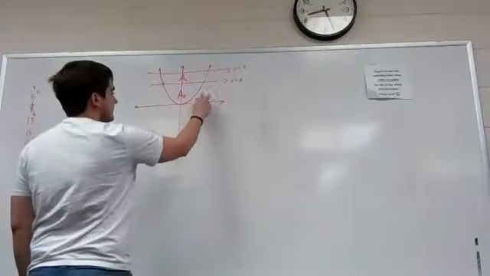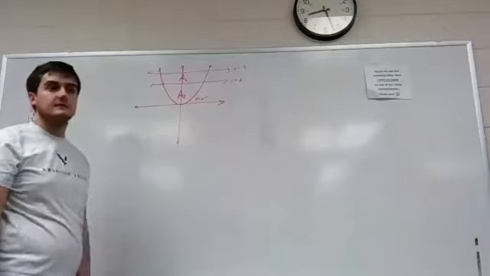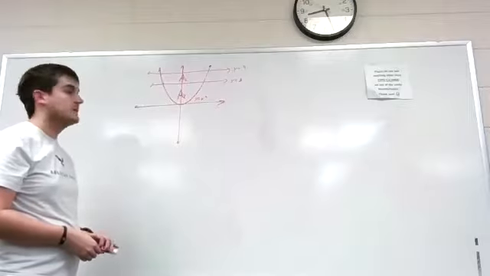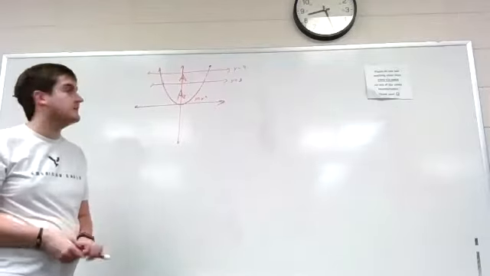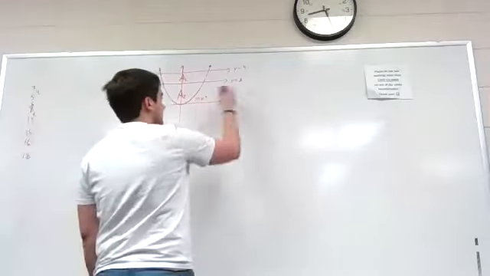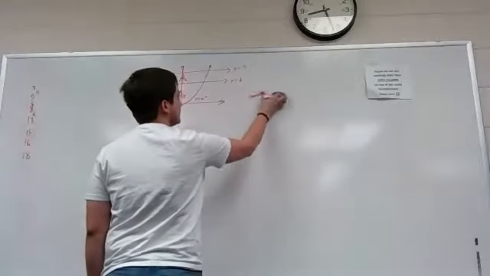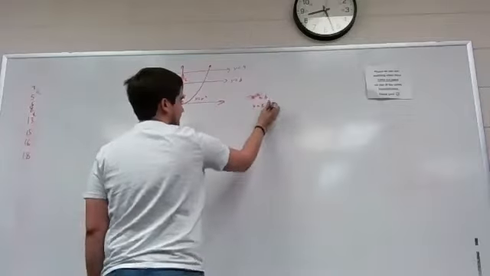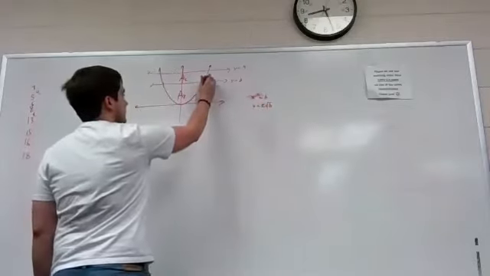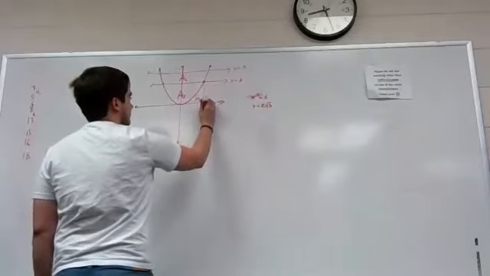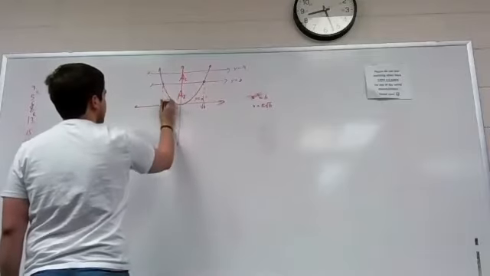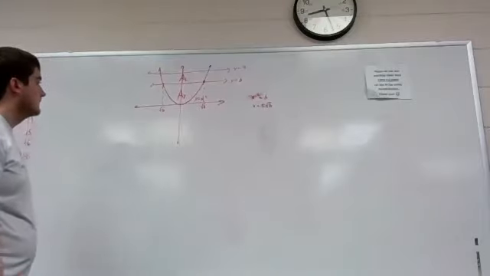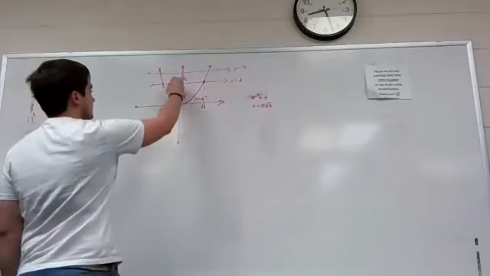So where is x squared going to intersect b? We need x squared to be equal to b, so x will be the square root of b. We need plus or minus the square root of b. So this point is going to be the square root of b, and this point is going to be negative square root of b.